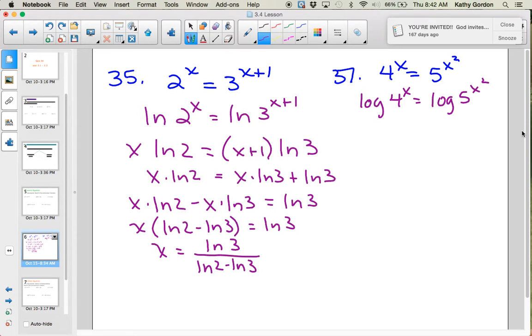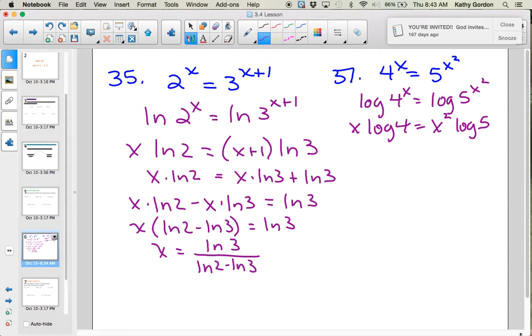Usually, if you can't pick a strategic log, go with one of the ones that you're familiar with, the ln or the log. All right, so same idea. We're going to bring x down in front of this one, and we're going to bring x squared down in front of this one. And then same thing.